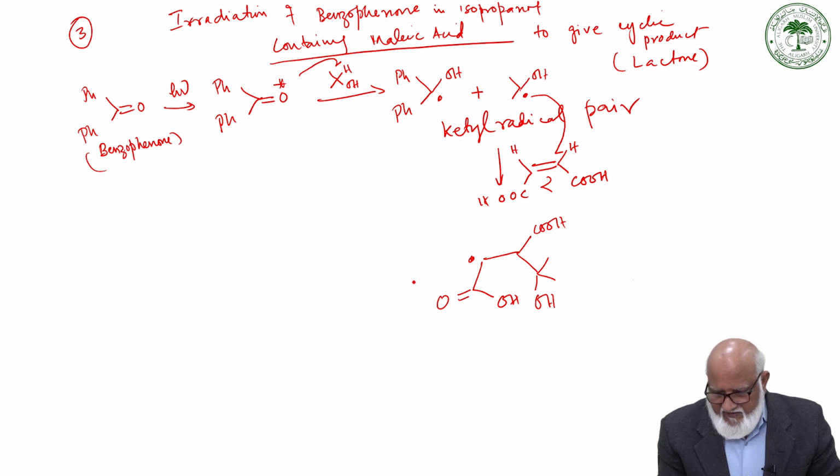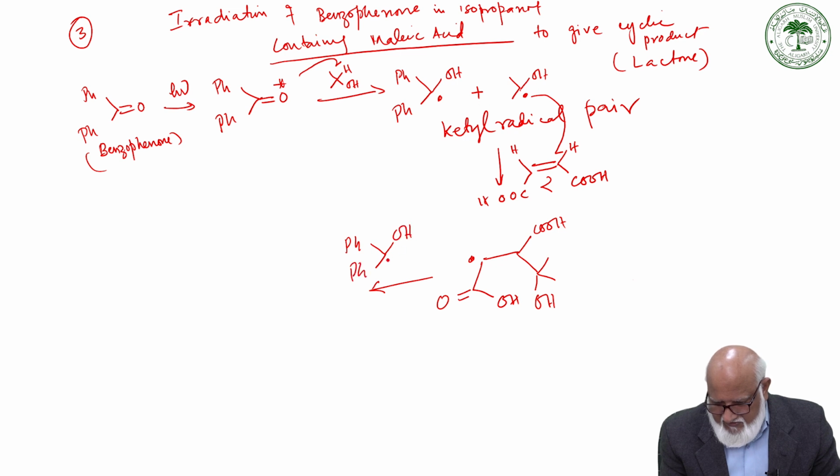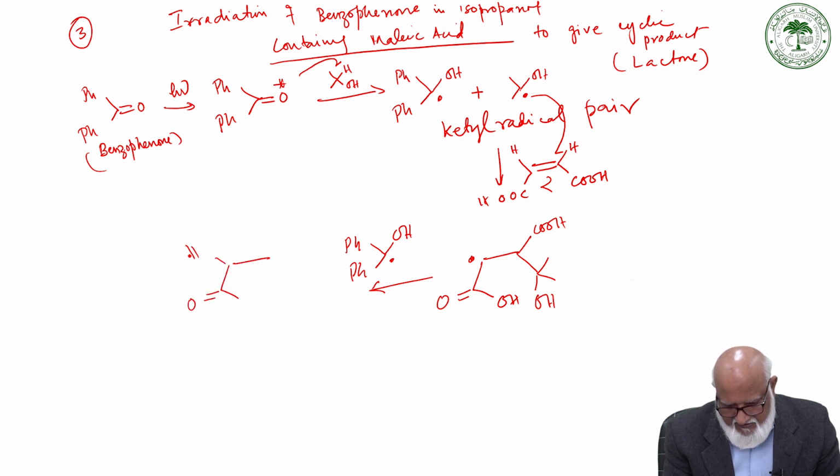So we get this. This carbon is linked with this, and then the radical. Now this radical, which is generated, can abstract a hydrogen atom, and then this becomes benzophenone. This is going back, benzophenone is generated again, and then we have a COOH.